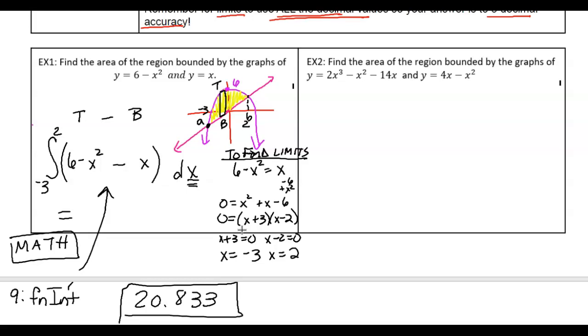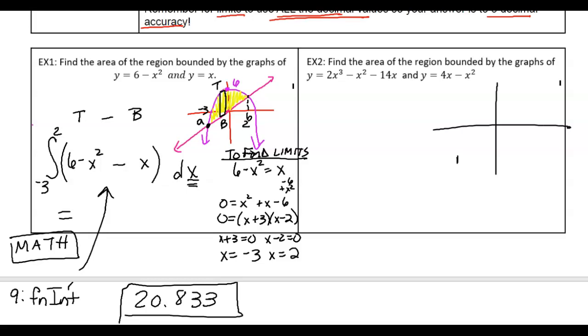It's number 2. This graph is probably a little more complicated because we have all these cubes and squares. So if you want to get an idea, you're welcome to graph it by hand. Not by hand. Well, by hand too, but in a calculator. So 2x to the 3rd, I'm typing it in, minus x squared minus 14x. And you can use Desmos for this too if it's faster for you. 4x minus x squared.